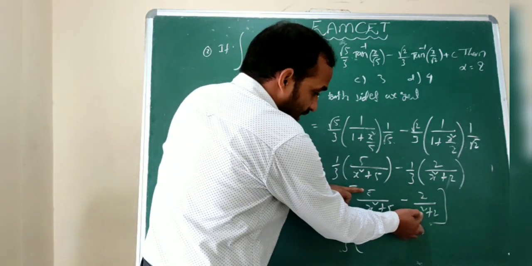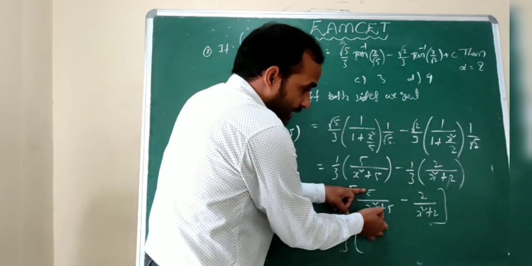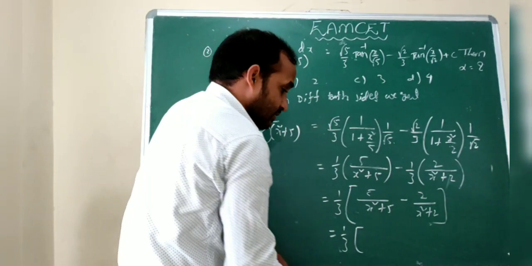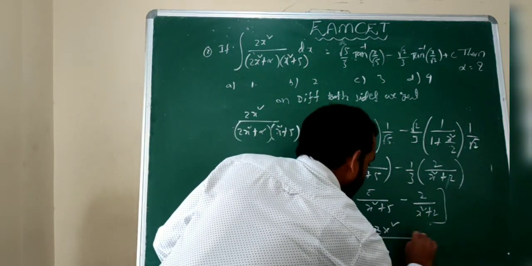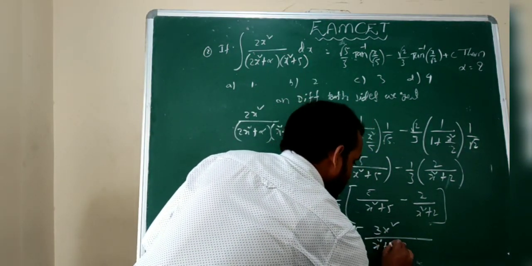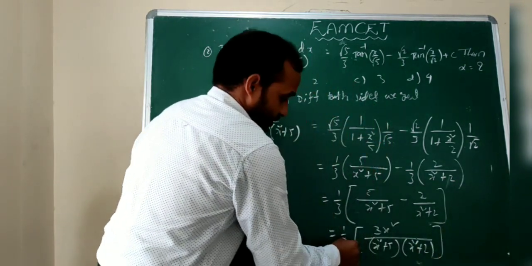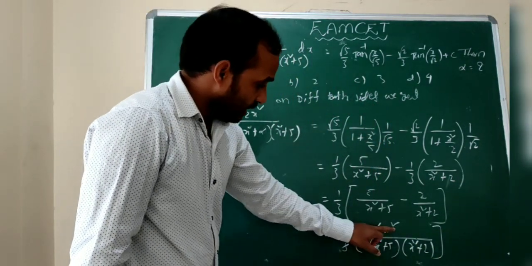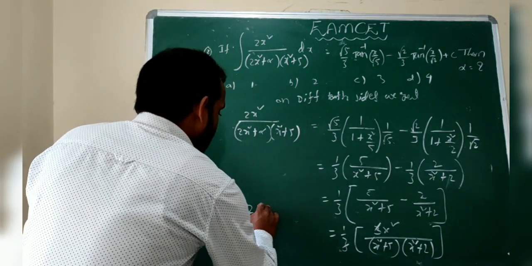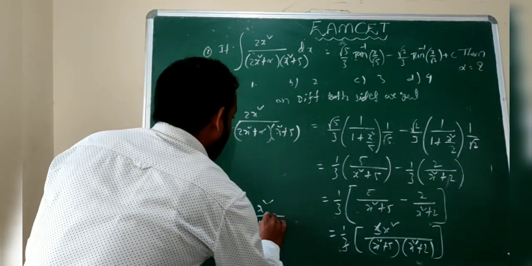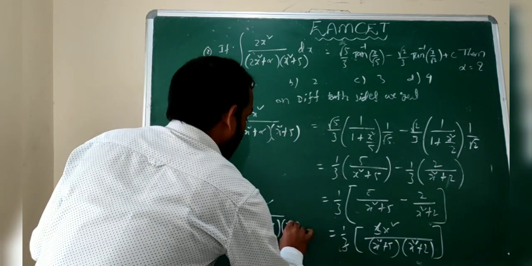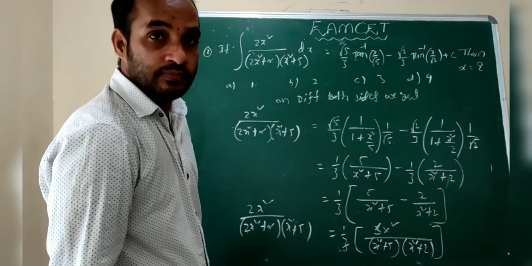What are the 2 terms? Here is 5x square minus 2x square, that means 3x square. So here is 3x square divided by x square plus 5 into x square plus 2. So 3 cancels out, only x square remains. So what is the left hand side? 2x square by 2x square plus alpha into x square plus 5.